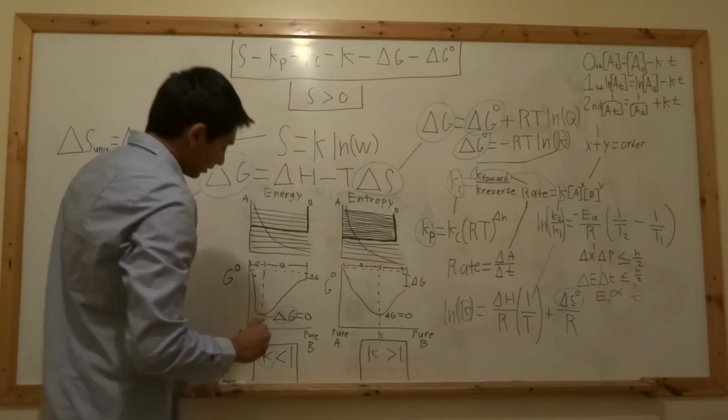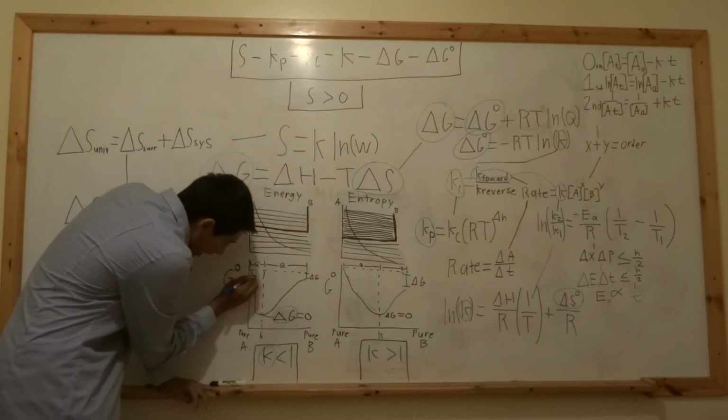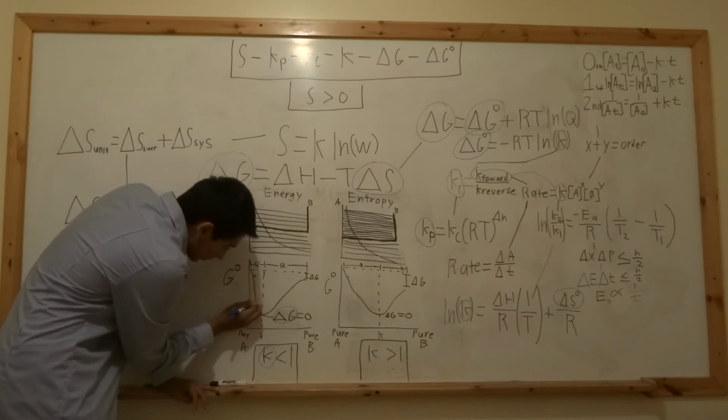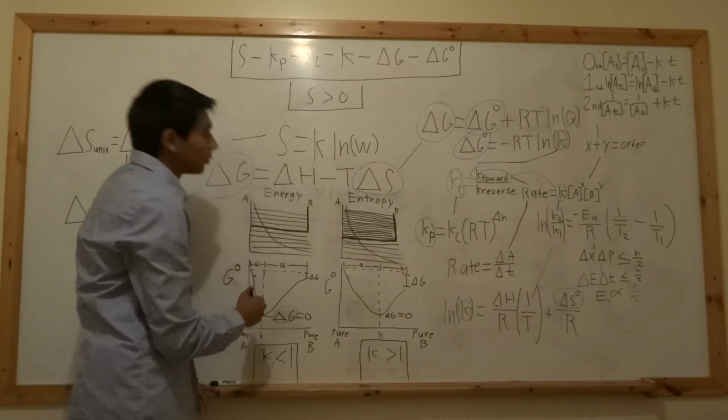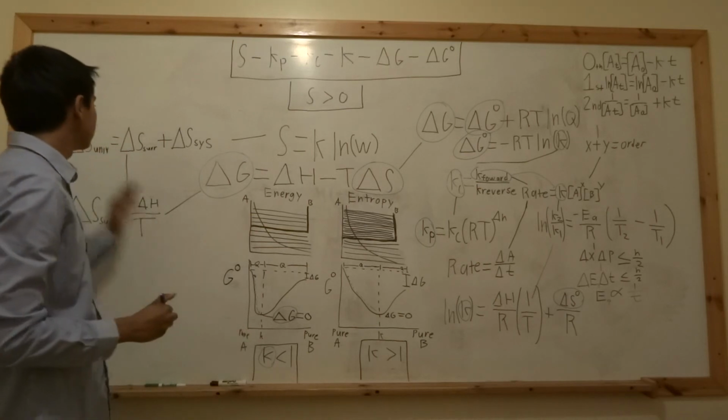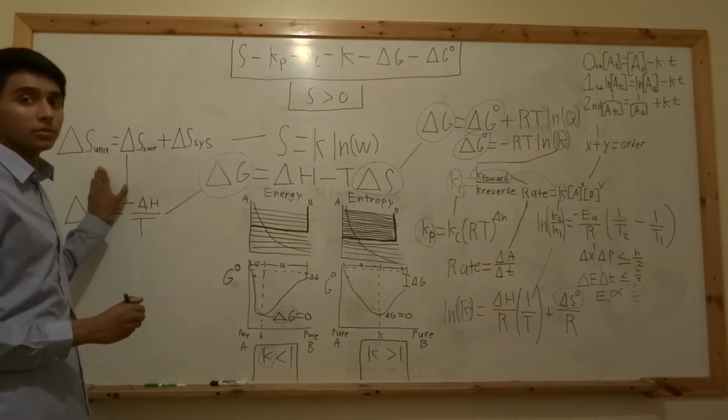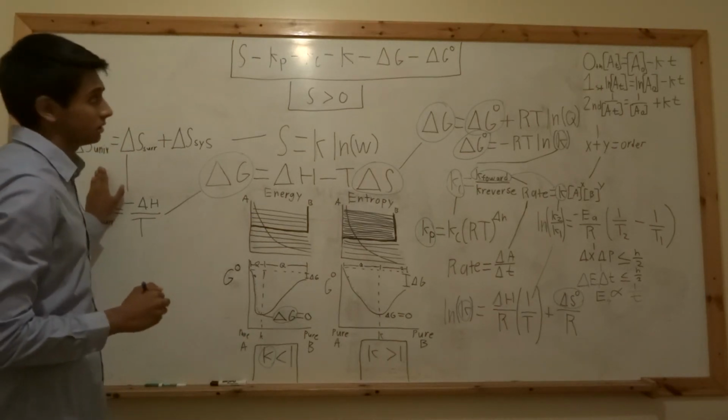It's also important to notice that as reactions go towards equilibrium, they often release heat, which in turn increases the delta S of the universe, which is the entropy of the universe.